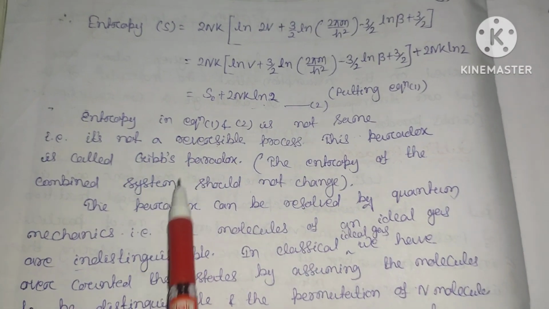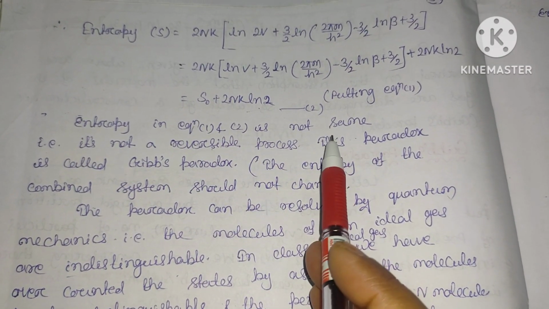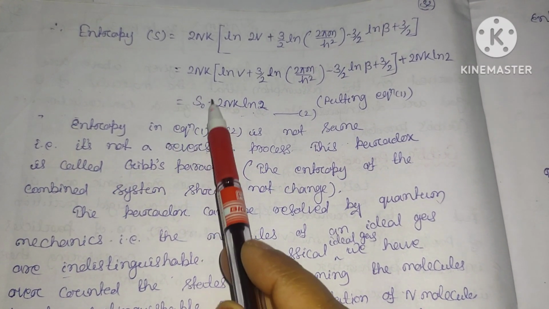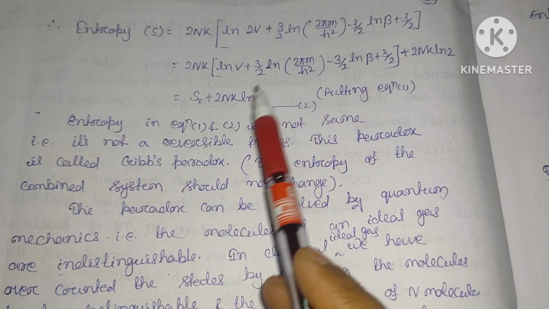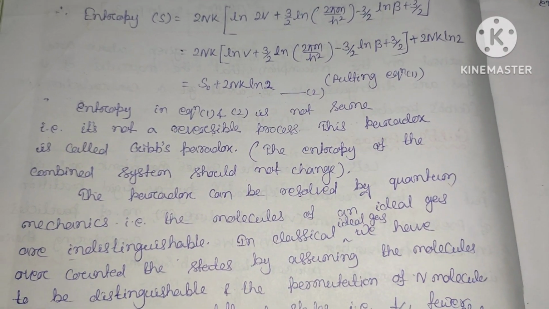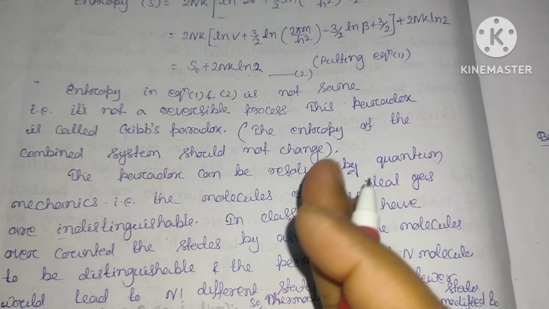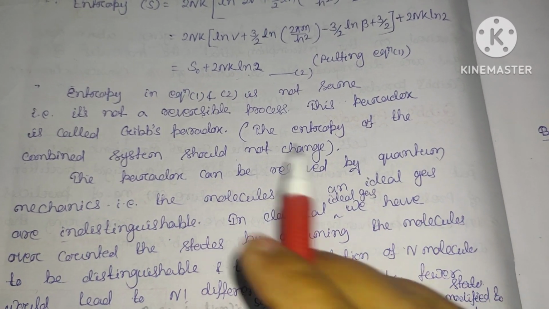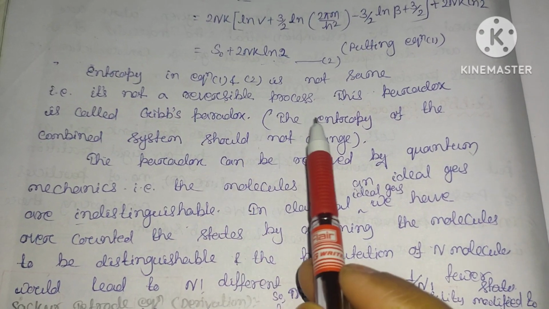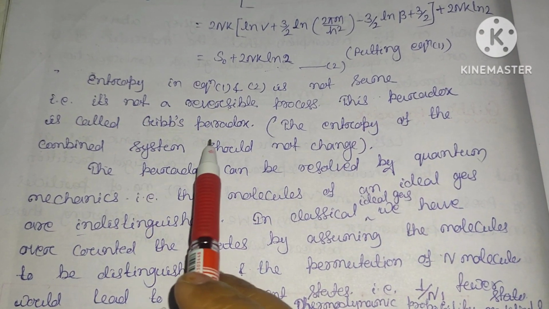So the entropy in equation 1, that is S0, and in equation 2 is not the same, because S0 is the entropy before mixing, and here you can see the extra part, 2Nk ln 2. So it is not a reversible process. If the entropy were the same before mixing and after mixing, then that would be a reversible process. So this is a paradoxical situation, and it is called the Gibbs paradox.